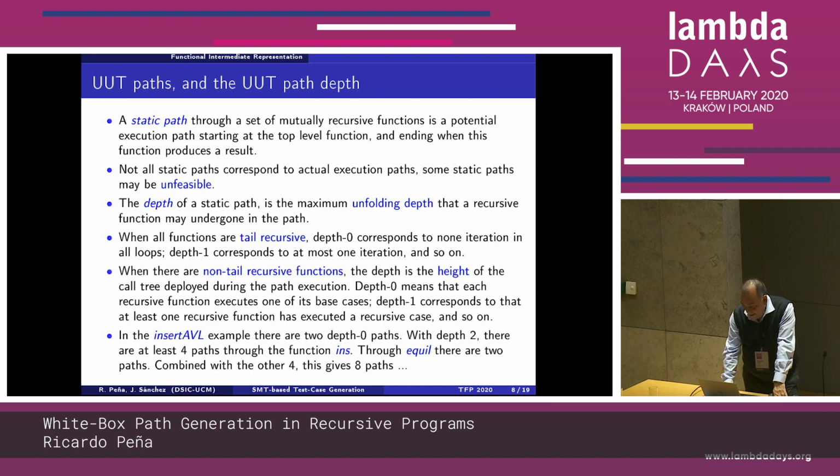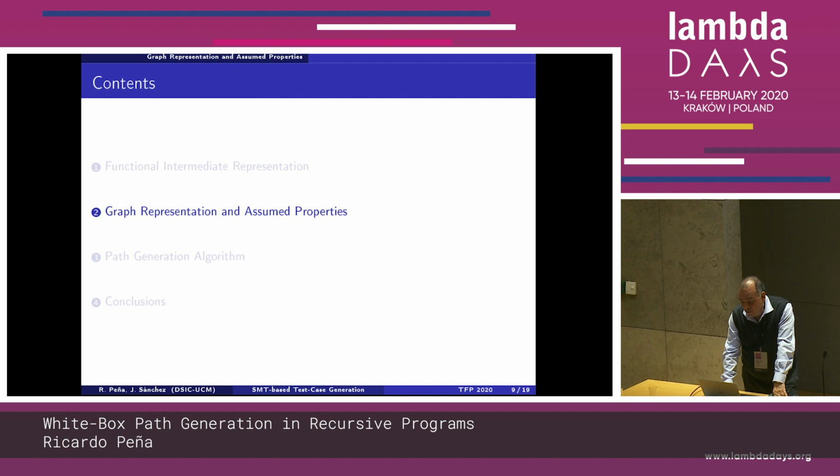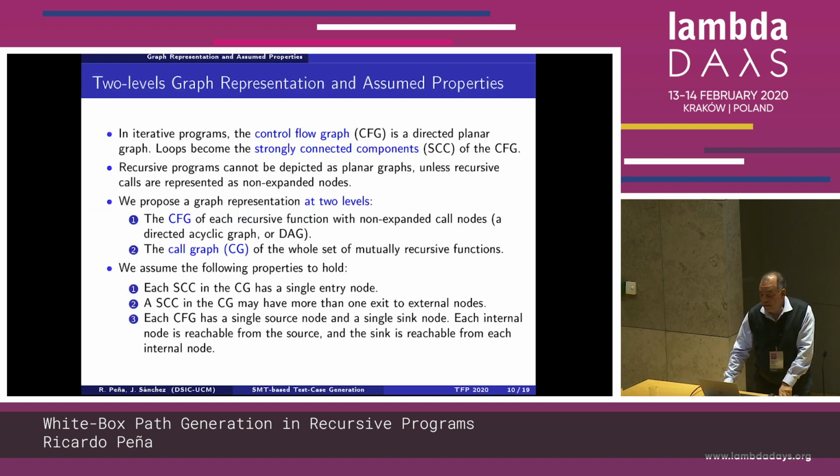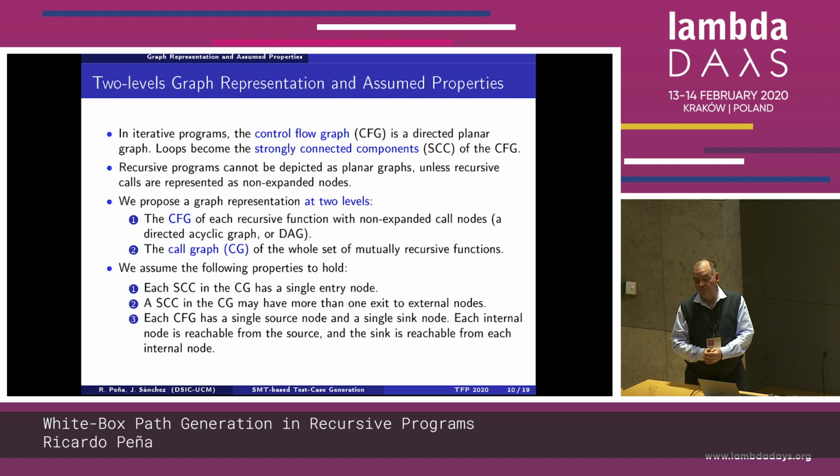Okay. Well, then how do we compute static paths in this kind of programs? Well, the first thing is we have to choose a representation. In iterative programs, it is very easy to represent the control flow chart of the program as a planar directed graph, and then computing paths there is an easy task. The strongly connected components of this directed graph correspond to the loops, so it's more or less easy to generate paths there.